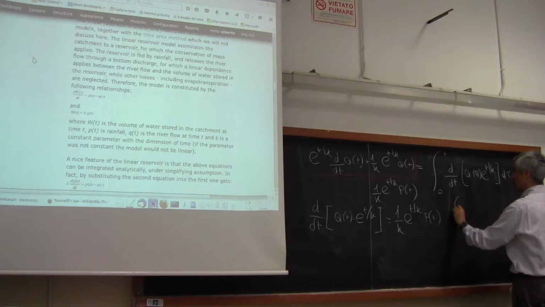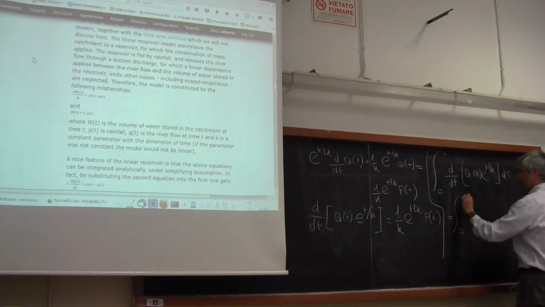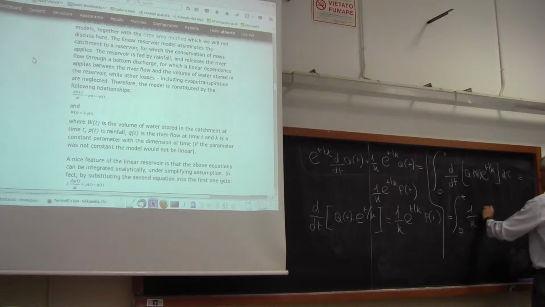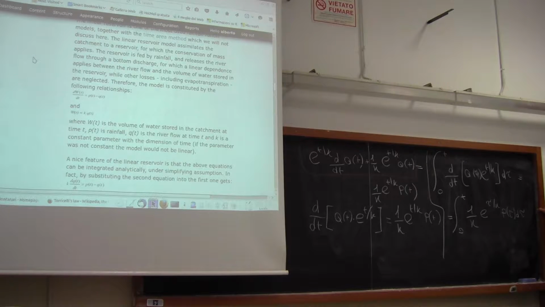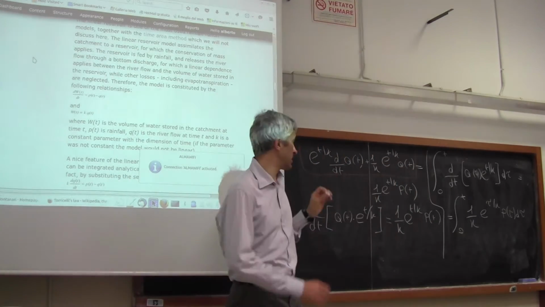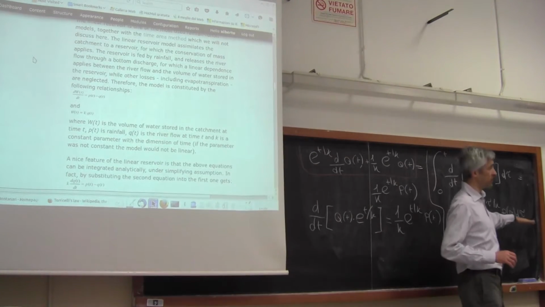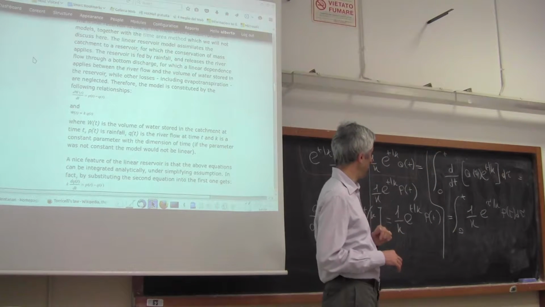And then I have the integral between 0 and t of 1 over k e to the power of tau over k p(tau) d tau. So you may see that I introduced the variable tau, which is still a time, but it's the variable of integration, okay?